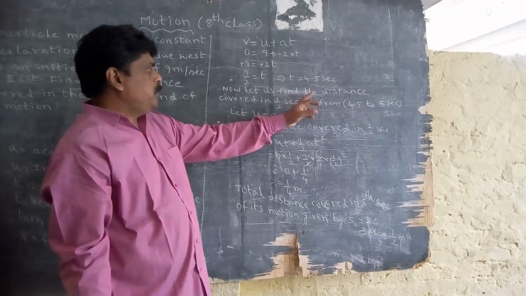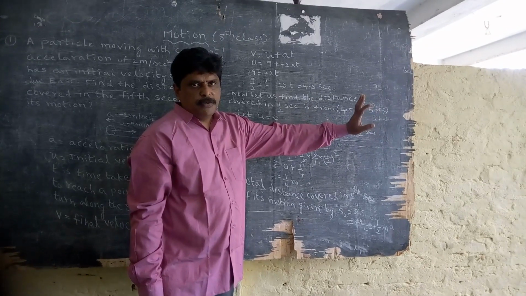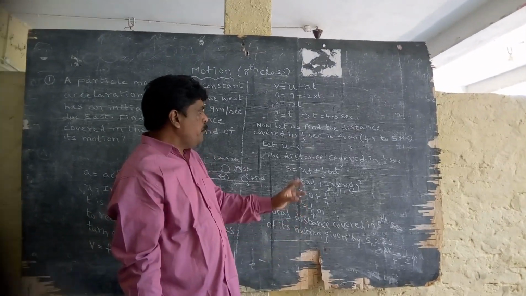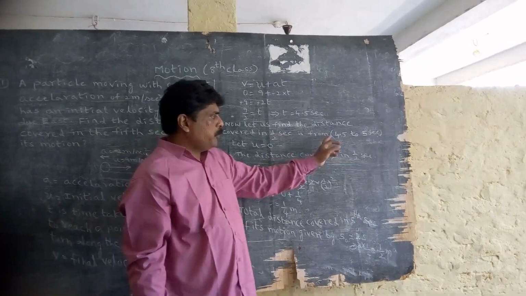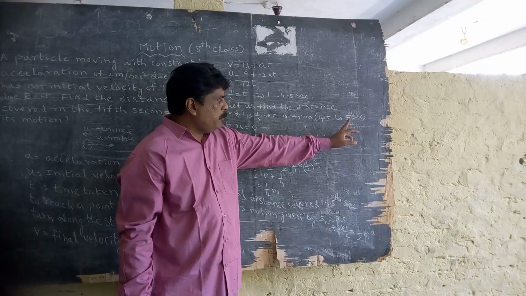Now let us find the distance covered in the half second, from 4.5 to 5 seconds. We have to find the distance traveled in the fifth second. That is, 4.5 to 5 seconds means half a second.